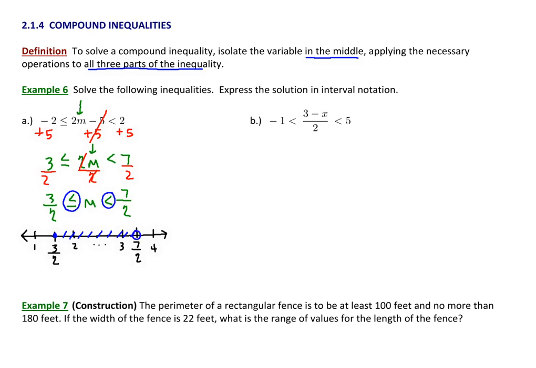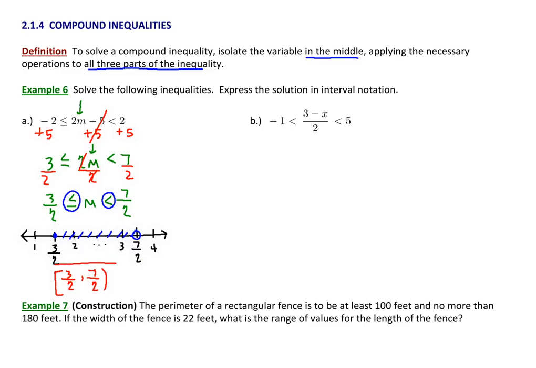On the leftmost part of our graph, we have 3 over 2. Because it has a solid endpoint, we're going to use a square bracket in interval notation. And then the rightmost value is 7 over 2. And because of the open circle or the strict inequality there, we're going to use a parenthesis.